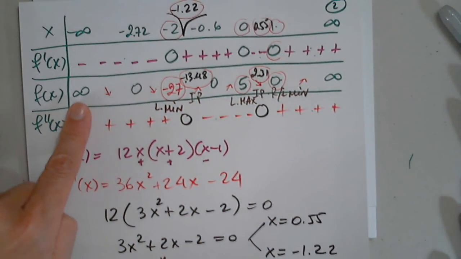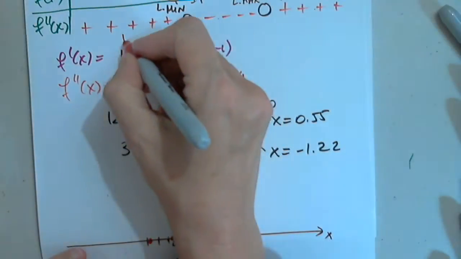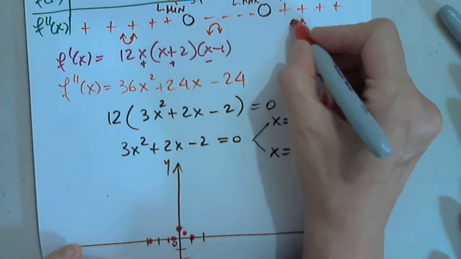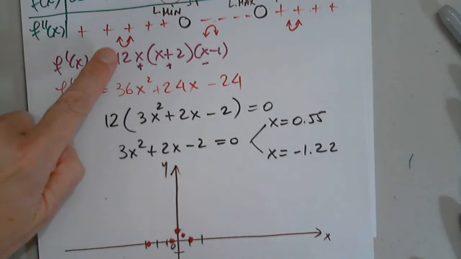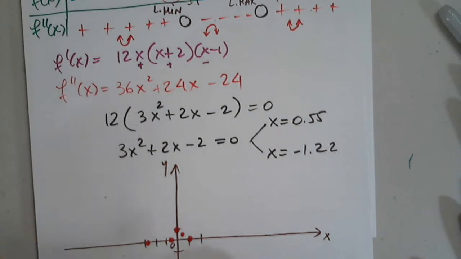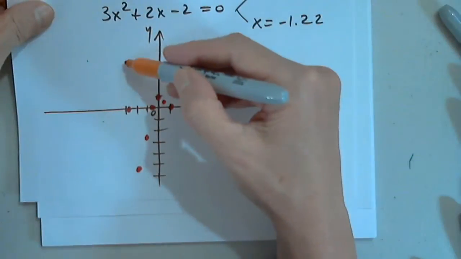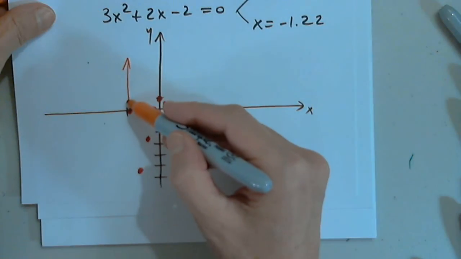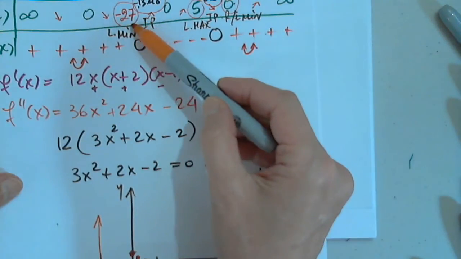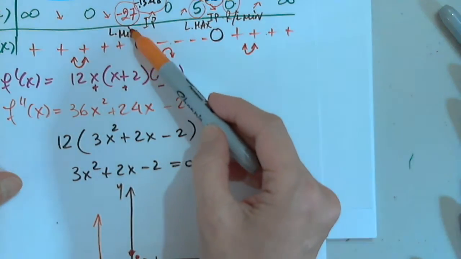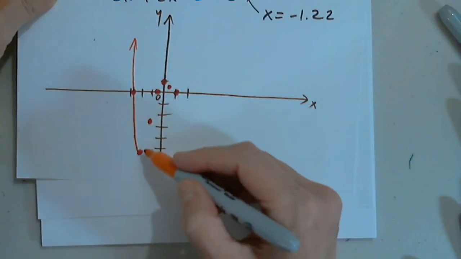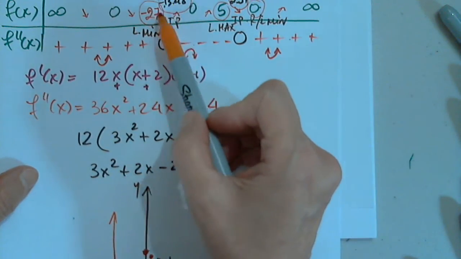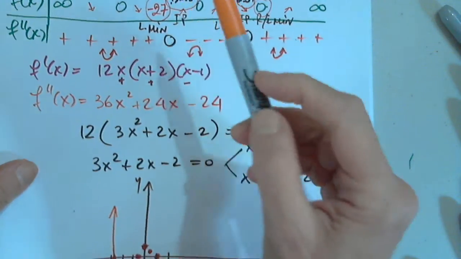Ready? Coming from positive infinity. Concave up, concave down, concave up. Okay. So coming from positive infinity and opening up, decreasing, and coming to this x-intercept. Continue to a local minimum of negative 2, negative 27, still opening up, still decreasing. Where it turns. Now it increases to this point, which is an inflection point.